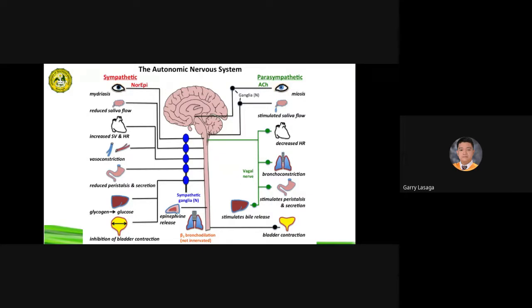We also have here the sympathetic nerve that will stimulate the adrenal medulla. Particularly, that nerve is known as the splanchnic nerve. It will innervate the adrenal medulla to release epinephrine.